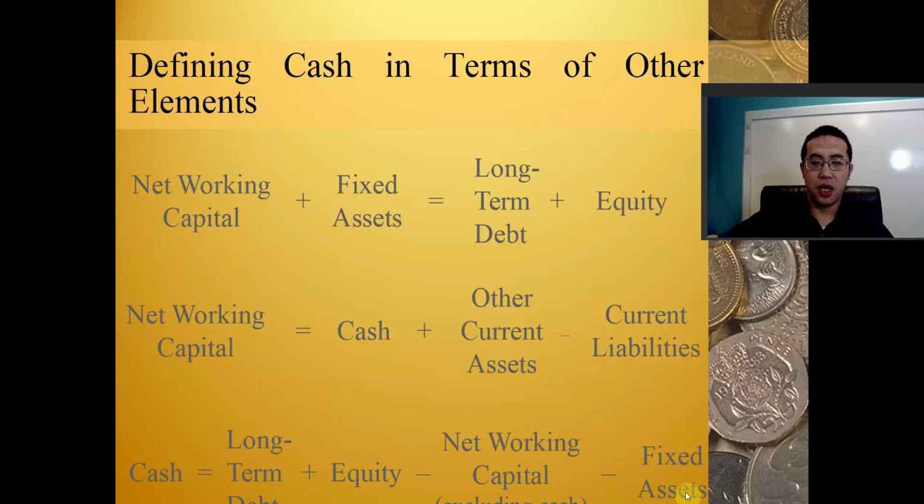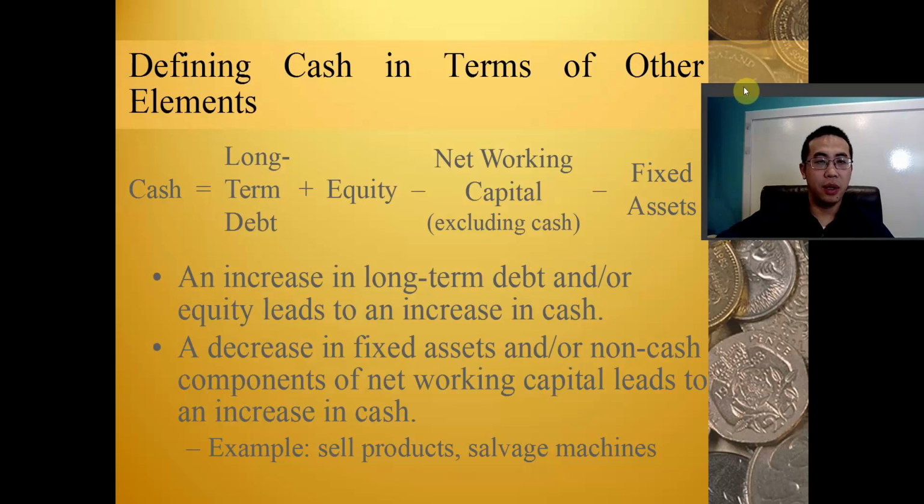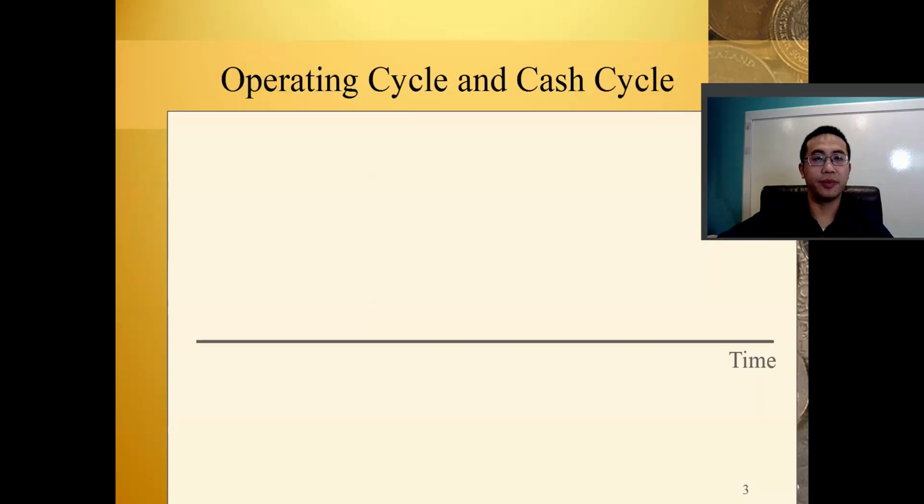And you also need to deduct the change of fixed assets. So basically, if you spend money on plant, property and equipment, then your cash would get reduced. Okay, so here is something we have learned before from the statement of cash flows. So the increase in long-term debt and equity leads to an increase in cash, and the increase in the assets, no matter if it's fixed assets or short-term assets, it just decreases your cash.